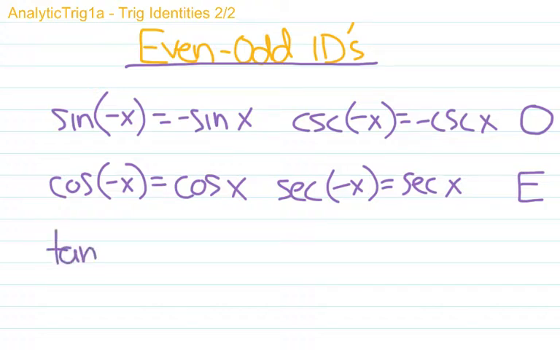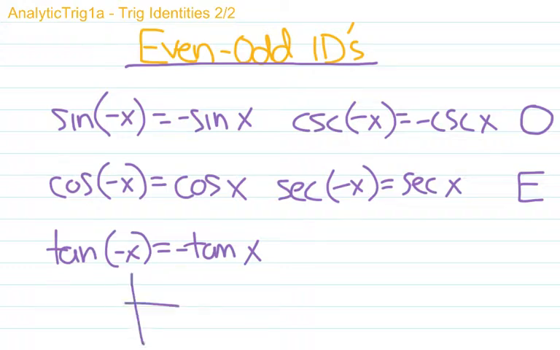And your last one, tangent of negative x is equal to negative tangent x. So here's a quick sketch of tangent. You could see why it's odd. It's symmetrical around the origin. Not the best sketch, but if you rotate it 180 degrees, you get the same curve.